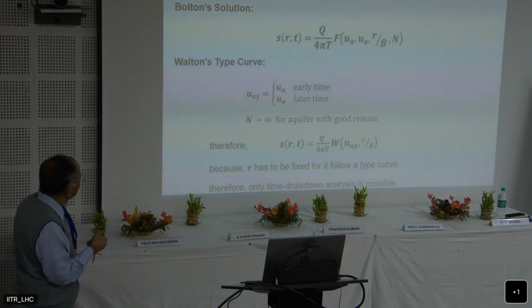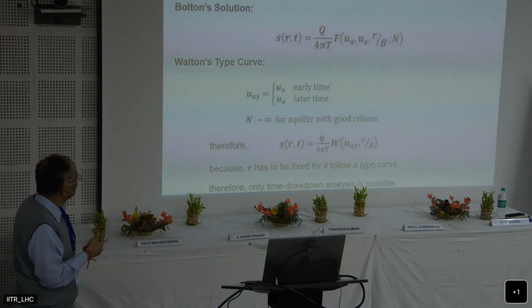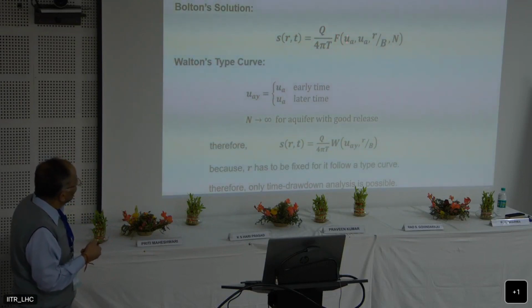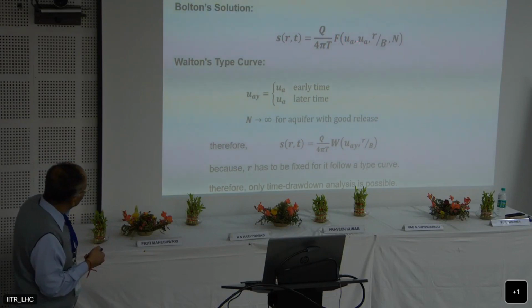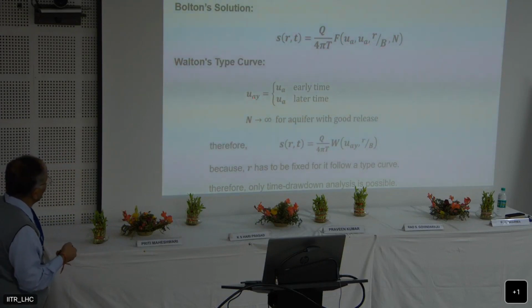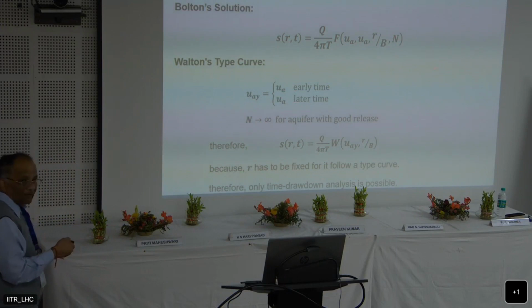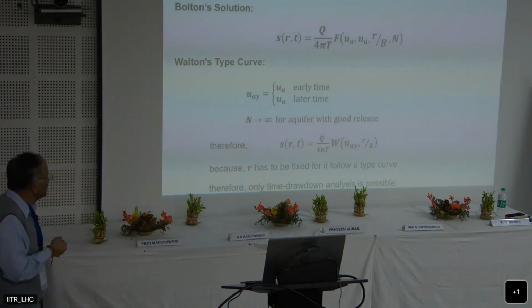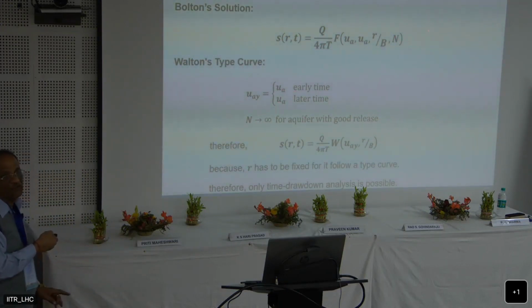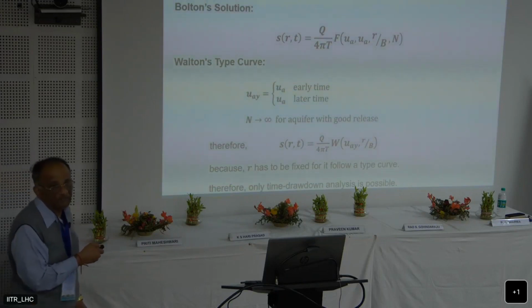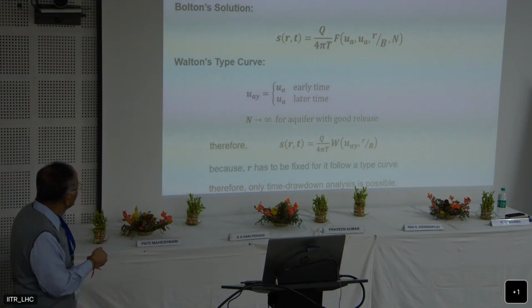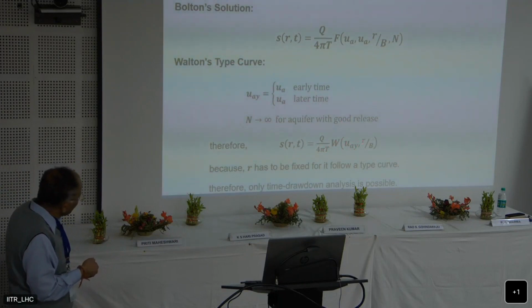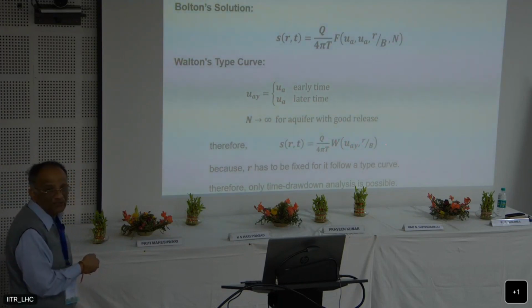The drawdown we can write as Q by 4 pi T and a function F of UA, UY, R by B. Here, actually this should be UY. UA is for early time, where we write R square S T by 4 T t. For later times, UY is equal to R square SY by 4 T t. So usually we write it like this: W of UA, UY. A corresponds to early time and Y corresponds to later times.